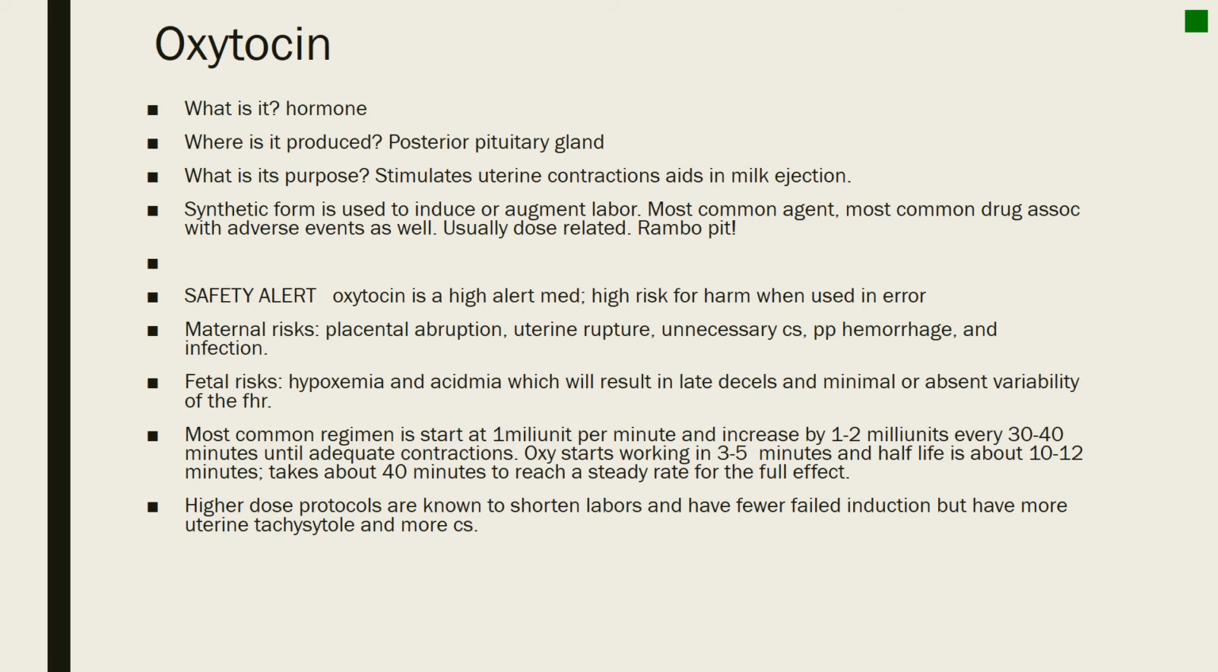Oxytocin, probably the most favored way to induce labor. What is it? It's a hormone. It's produced by the posterior pituitary gland, and it stimulates uterine contractions and aids in milk ejection. It's the synthetic form that we use to induce or augment labor, but it's also the most common drug associated with adverse events. Usually it's related to our dose.